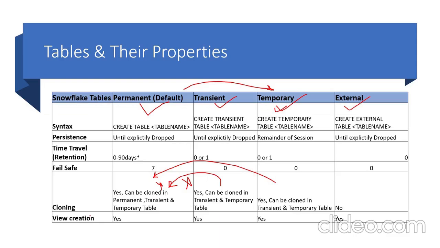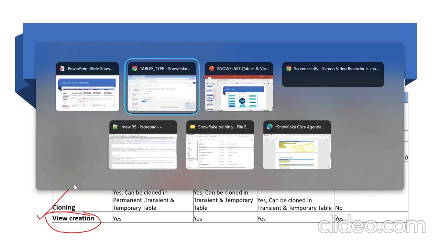All these tables, temporary, transient, external, and permanent, support creating a view on top of them, so that you can share it with your reporting team, or apply some kind of row-level or column-level security. So for that you can create a view on top of these tables.